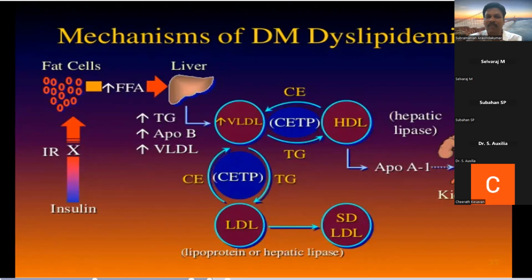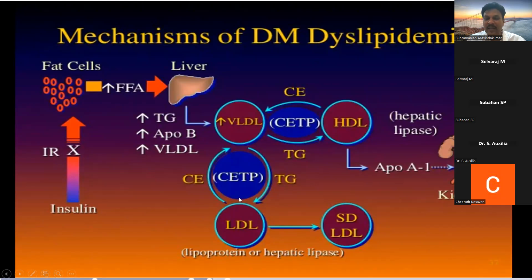One is insulin resistance, with increased production of free fatty acid. This goes into the liver and produces more VLDL, which exchanges cholesterol with HDL. Cholesterol and triglyceride exchange happens, HDL becomes smaller, and this gets excreted by the kidney. Low HDL will cause more bad than good.